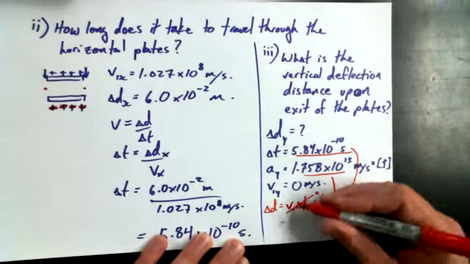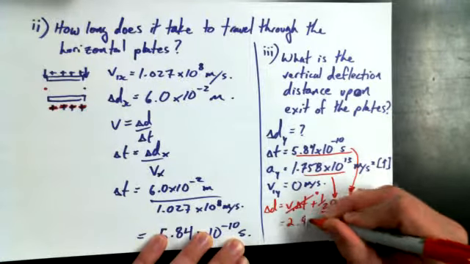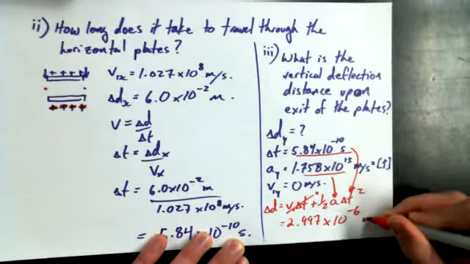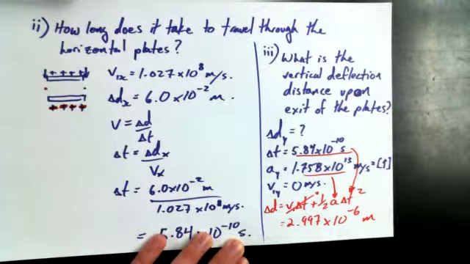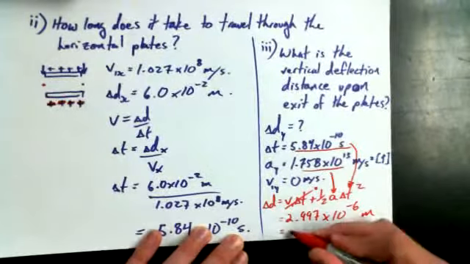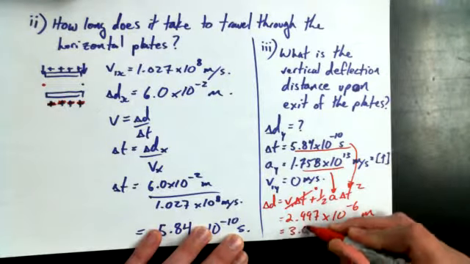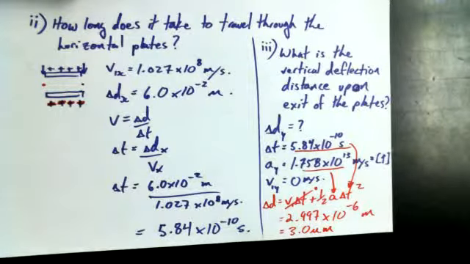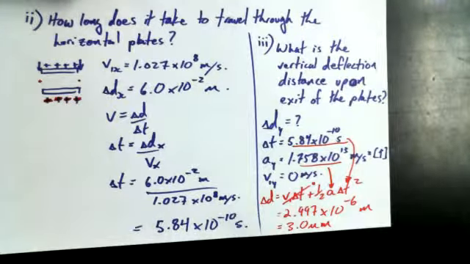2.997 times 10 to the negative 6 meters. Or if we want, we could write this in micrometers, right? It's already almost too convenient. We could say this is 3.0 micrometers. Nice, eh? It's like it's begging to be converted.